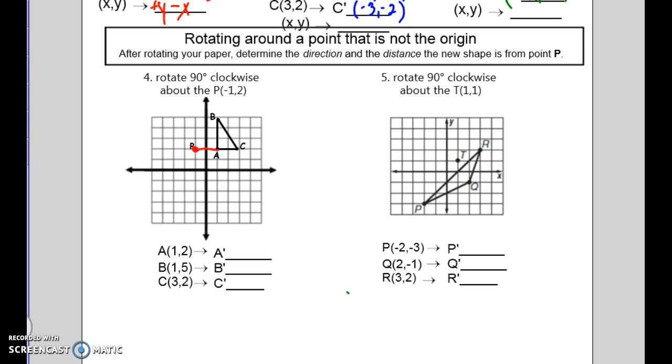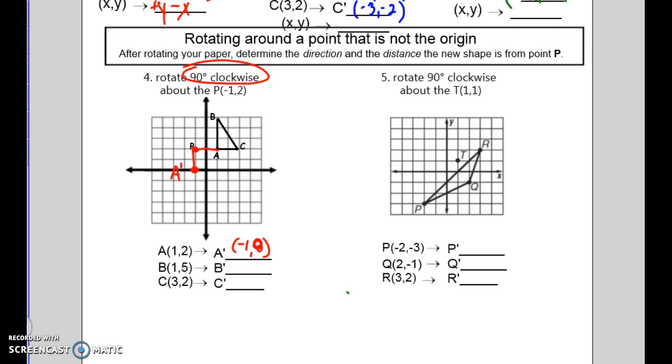Can I rotate that red line 90 degrees clockwise? Yes, it would come straight down, correct? Good, so right here would be my new point, A prime. So A prime is negative 1, 0.